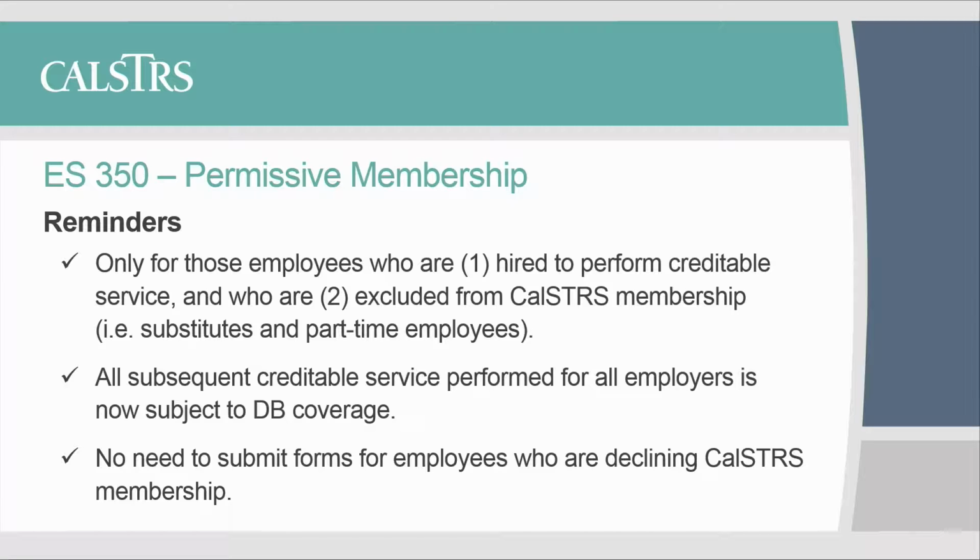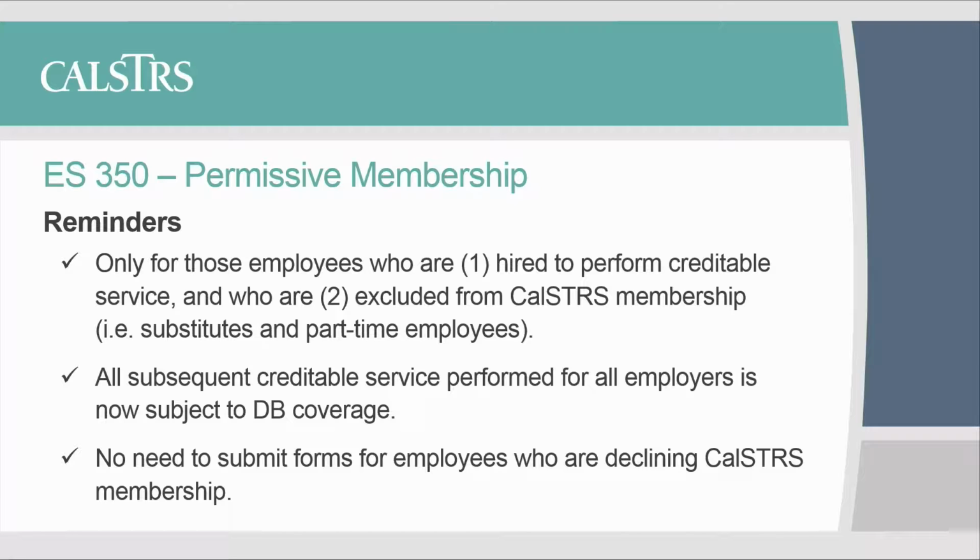And then again, all subsequent creditable service performed for all employers is now subject to DB coverage once this election is made. Again, if the individual is currently working for multiple employers and they permissively elect with one, it means that they are now mandatorily qualified for all the employers moving forward. But this does not preclude anybody who makes this election from making an election later on down the line that they are now eligible for. So if they go work for a CB employer and take a position that is covered under CB service, they can elect CB for that service as well.